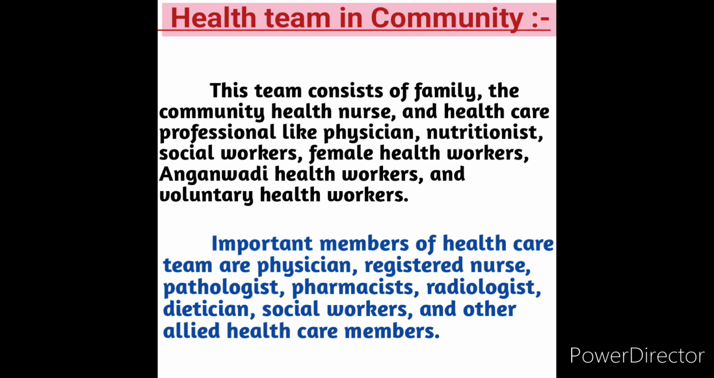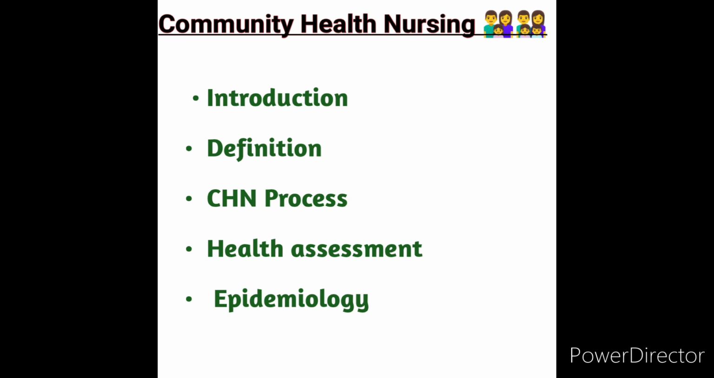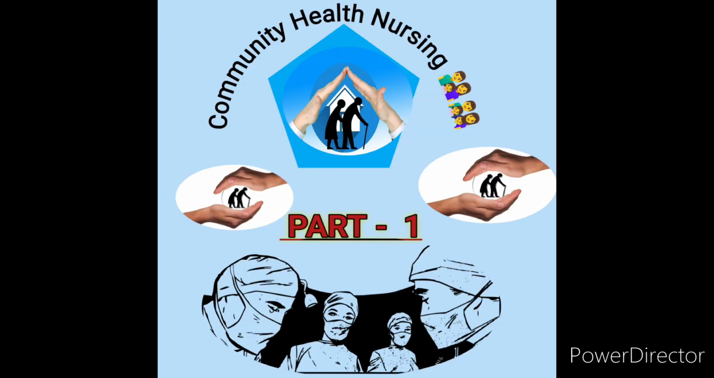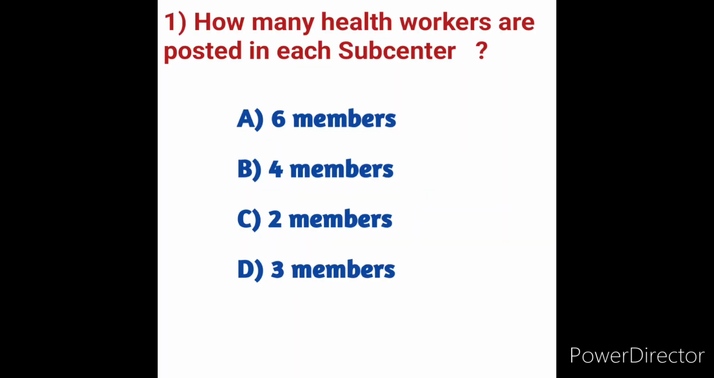These all come under the healthcare system at the community level. These are the community health nursing introduction, definition, community health nursing process, health assessment, epidemiology, epidemiology methods, principles of epidemiology, objectives, family healthcare system and healthcare system. This is part 1 of the introduction to community health nursing. Today we will discuss the introduction along with FAQs also.